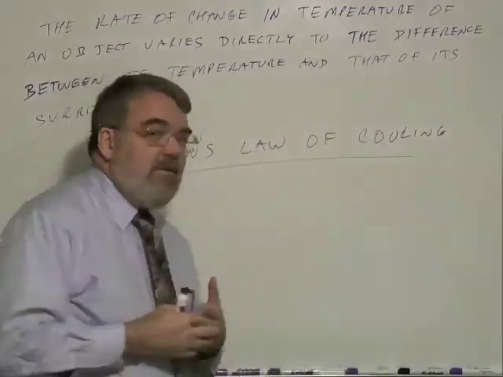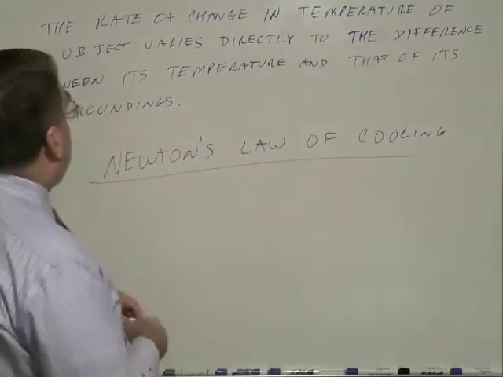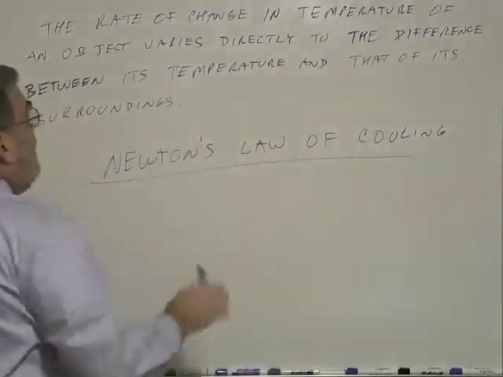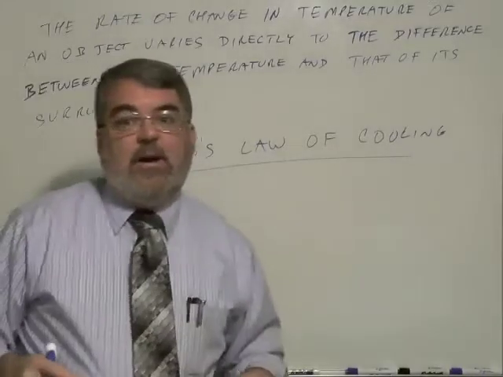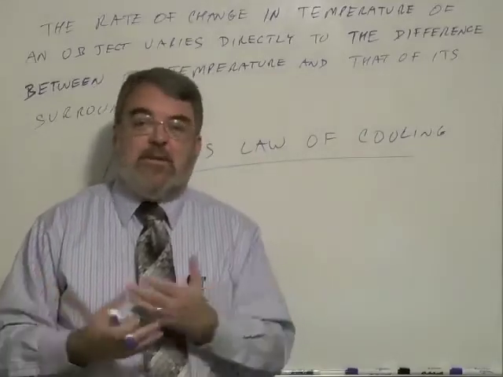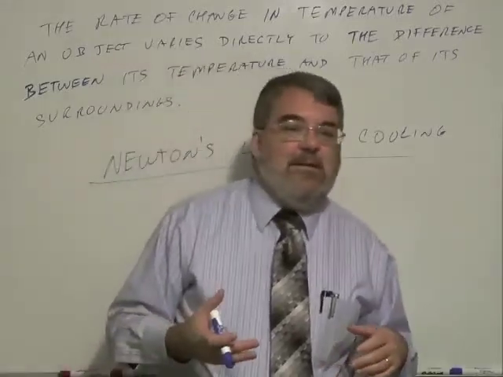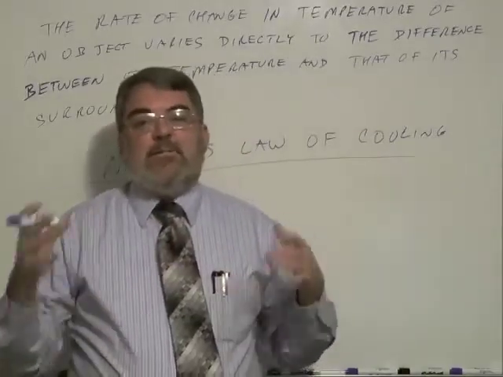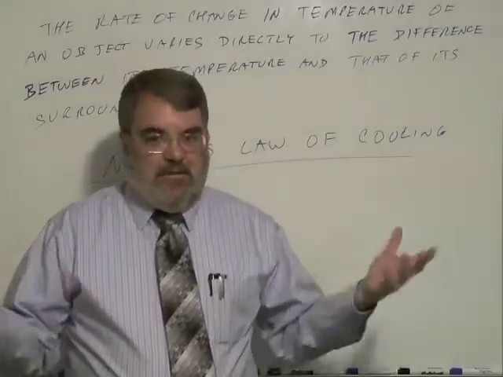Well, Isaac Newton discovered the relationship between these temperatures, and it's stated this way: the rate of change in the temperature of an object varies directly to the difference between its temperature and that of its surroundings. Now, we're assuming that the surrounding temperature is going to remain constant. For example, if the room temperature is 78 degrees and the turkey comes out at 190 degrees, then the turkey is going to cool down, but in this model we're not assuming that the turkey is going to warm up the room. The room is going to stay at 78 degrees.